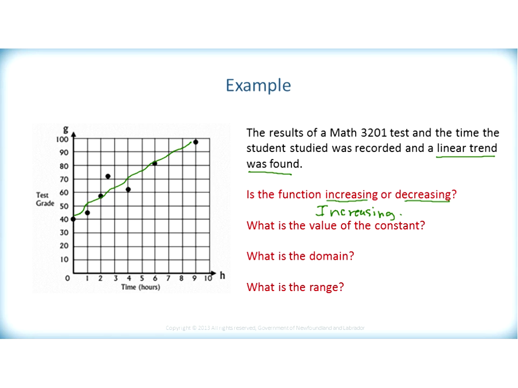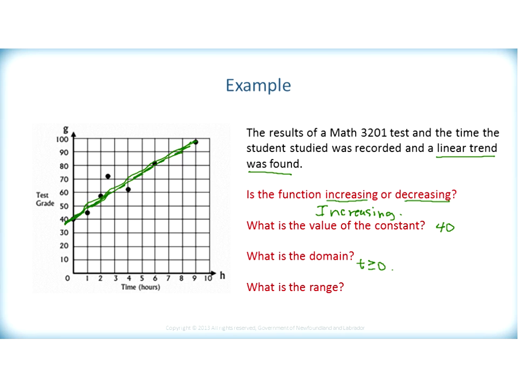What is the value of the constant? Once again, the equation's not there, but you could assume the value of the constant would be right here around 40. The domain in this case is the time the students took to study. So time cannot have any negative values. And we'll use t for time is greater than or equal to 0.